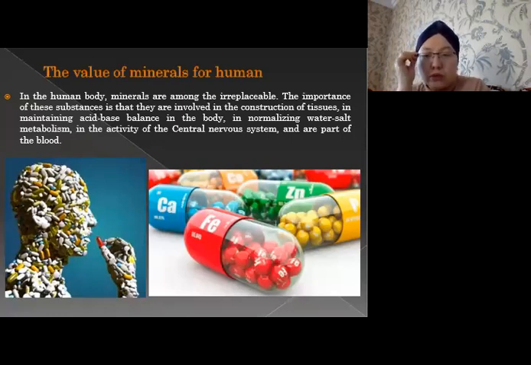They take part in the functioning of our body. Also, minerals act as a construction material or as a coenzyme, as a part of the enzymes. Those enzymes also couldn't function without those elements.